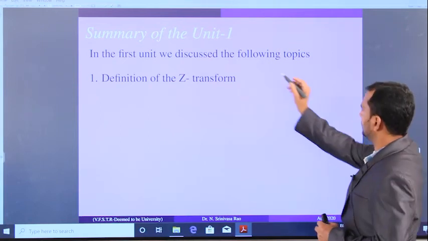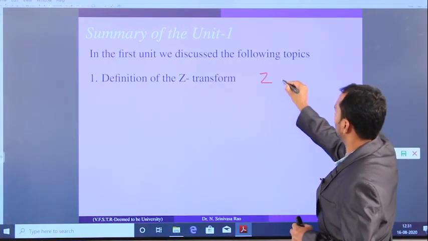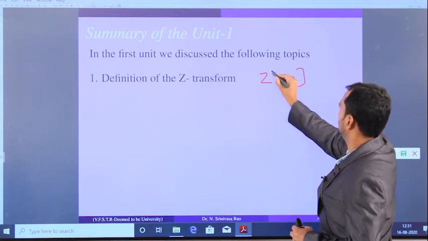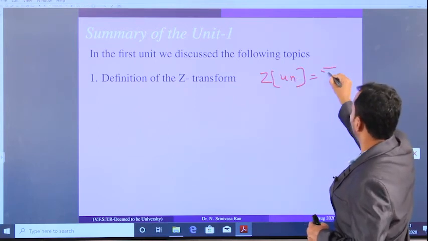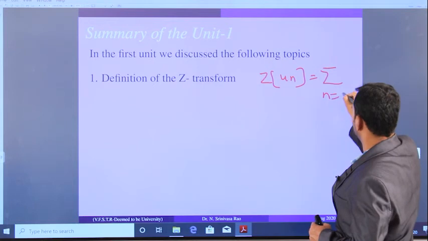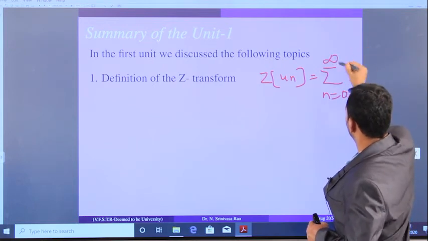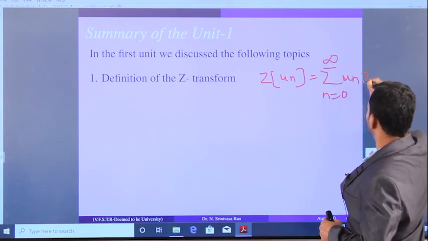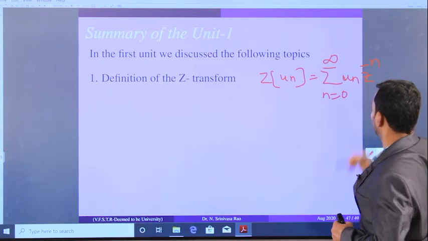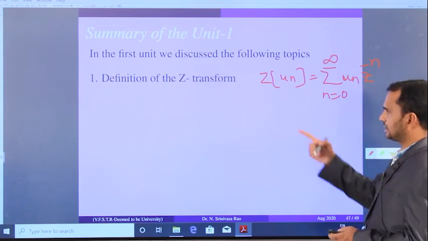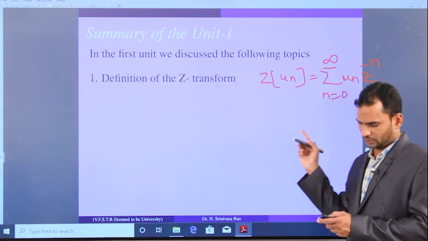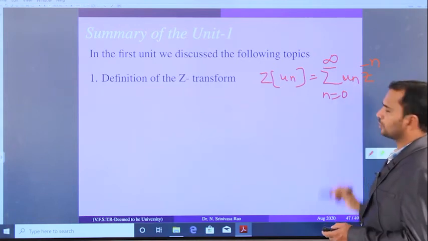Everybody look at it. Z of un equals sigma n equal to 0 to infinity un into z to the power minus n. Okay, so this is the definition of the Z transform. So remember, n runs from 0 to infinity.